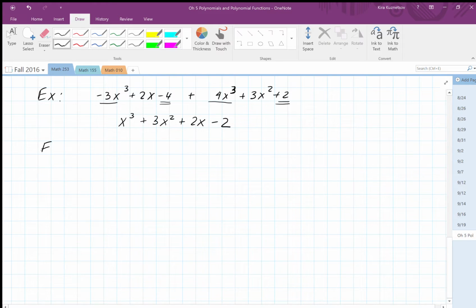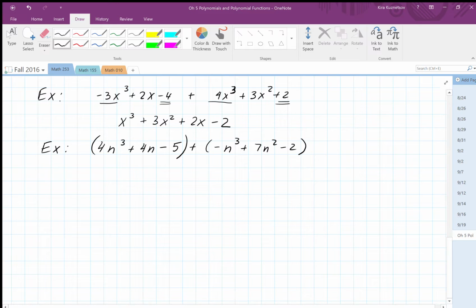Let's try to do this one more time. I'm trying to add 4n cubed plus 4n minus 5 with negative n cubed plus 7n squared minus 2. This is my first polynomial, this is my second polynomial.